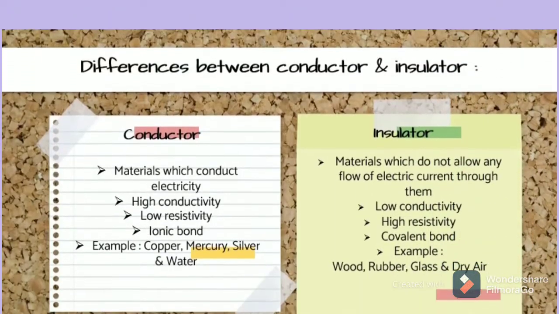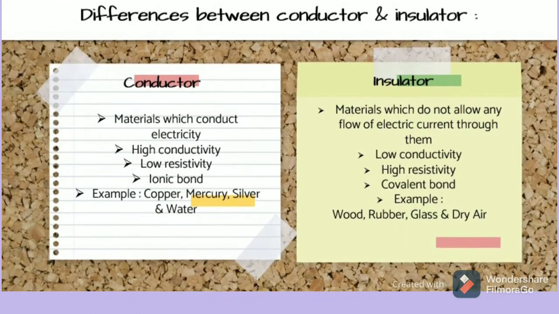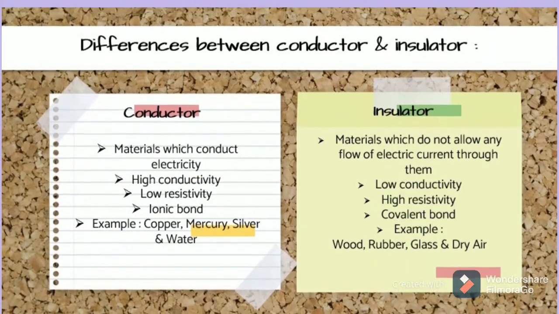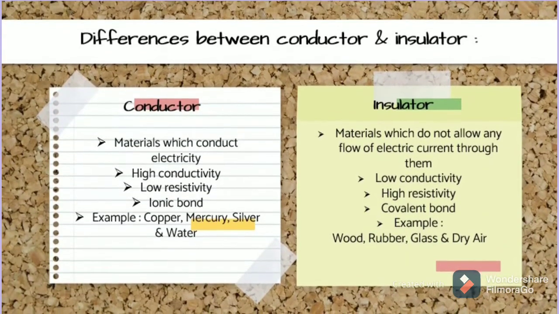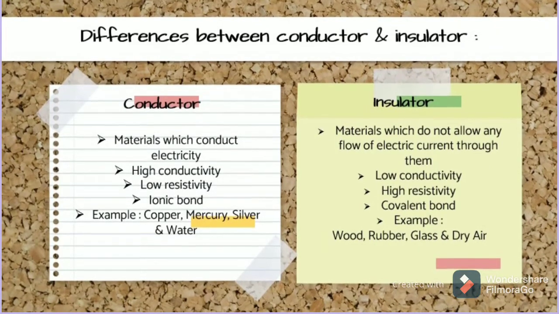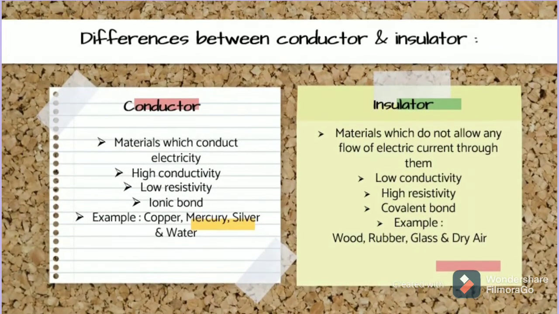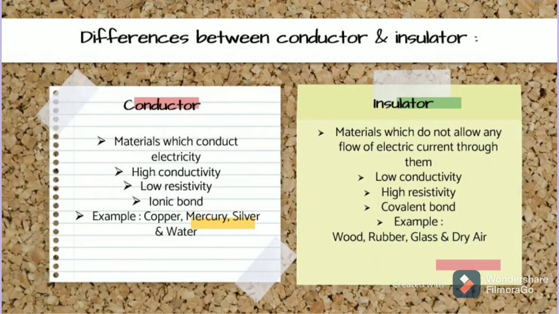So now I'm going to tell you about the differences between conductor and insulator. Conductor is a material which conducts electricity. It has high conductivity and low resistivity. The bond between the atoms is ionic bond. The examples are copper, mercury, silver, and water.